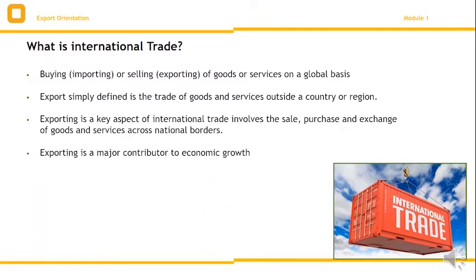Exporting is also a major contributor to economic growth. By exporting our goods and services to other countries, we are able to increase our gross domestic product, which is known as our GDP. We are also able to create employment opportunities while we are exporting our goods or our services to other countries. This in turn boosts the economic growth of our country. Hence why we need to encourage more entrepreneurs not only to rely on the domestic market, but to also export their products and services and sell it to the international market.